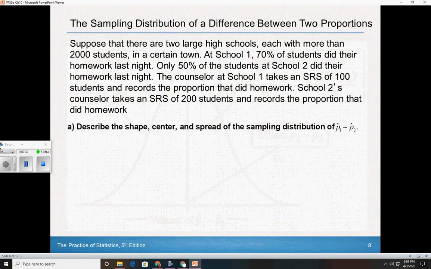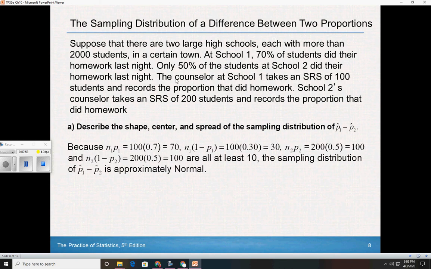So, suppose there are two large high schools, each with a lot of students in a certain town. At school 1, 70% did their homework. At school 2, 50% of their students did the homework. We took an SRS of 100 and an SRS of 200. What do we have? Let's look at it and show you what I came up with in that previous table. Okay, so at the first school, 70% of 100 is what's expected to do their homework. That's 70 students. 30 of them I expect not to. Both of those are bigger than 10.